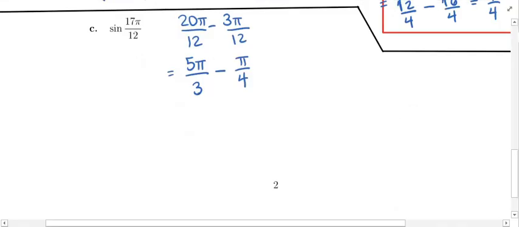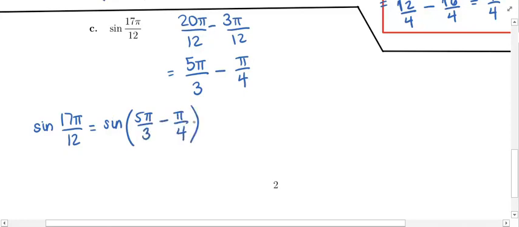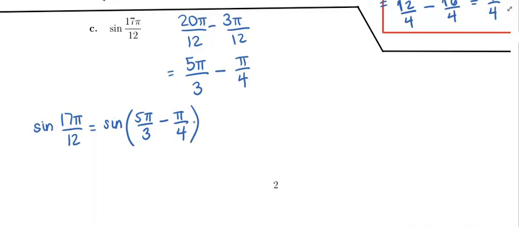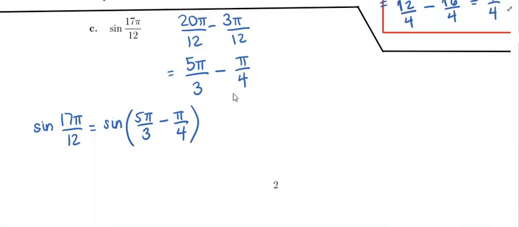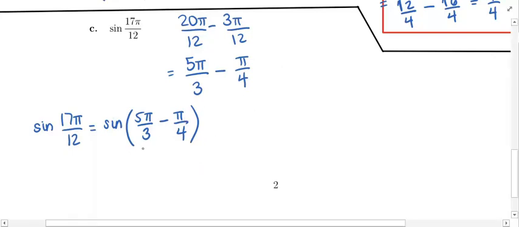Let's go ahead and apply the identity here. We want the sine of 17 pi over 12. This is going to be the sine of, we're rewriting the 17 pi over 12 as 5 pi over 3 minus pi over 4. The order matters because when you subtract things, you have to subtract in a certain order. So it does need to be 5 pi over 3 minus pi over 4 in that order. All right, so now I've got to match this up with the formula. I've got the sine of something minus something.